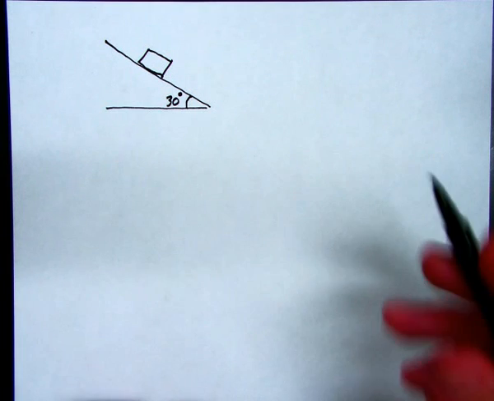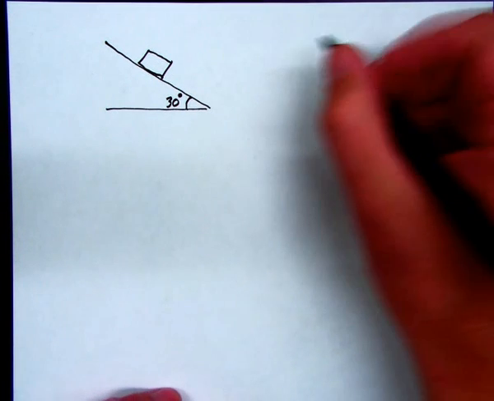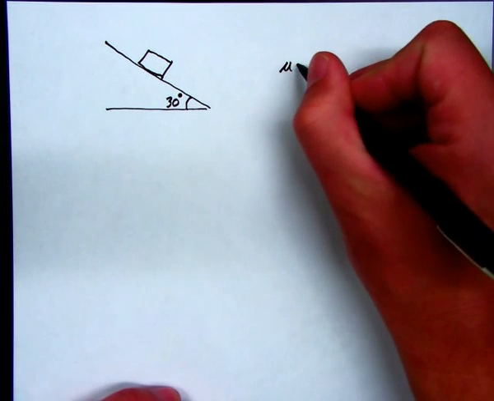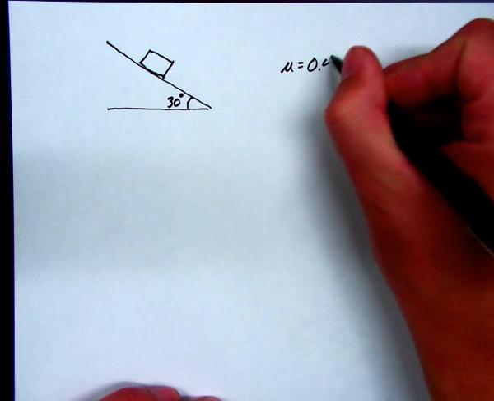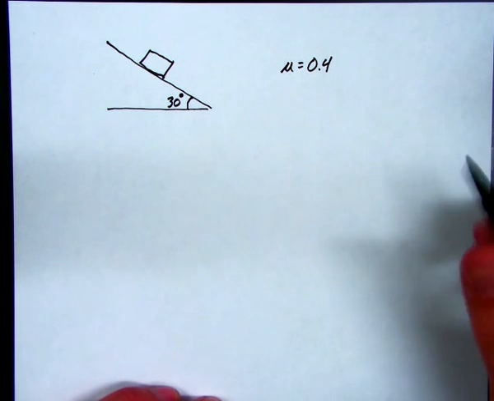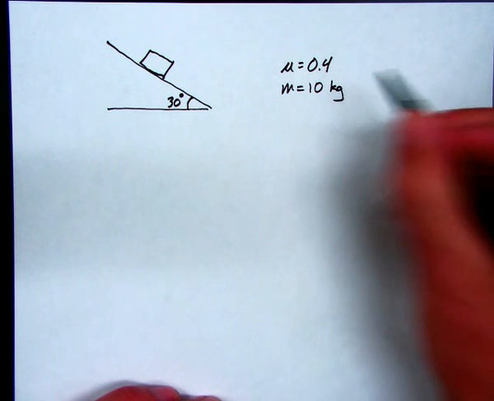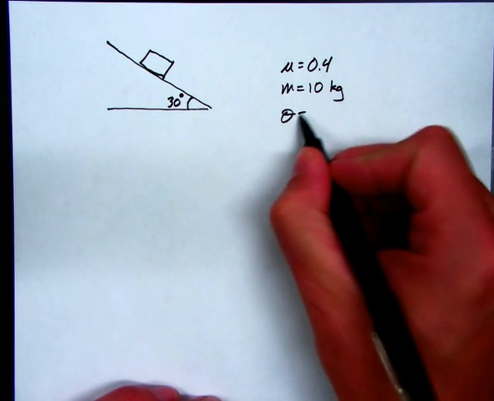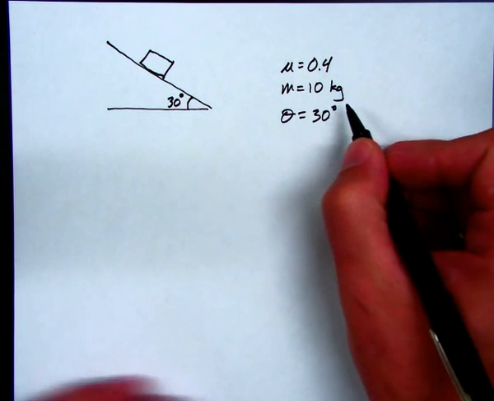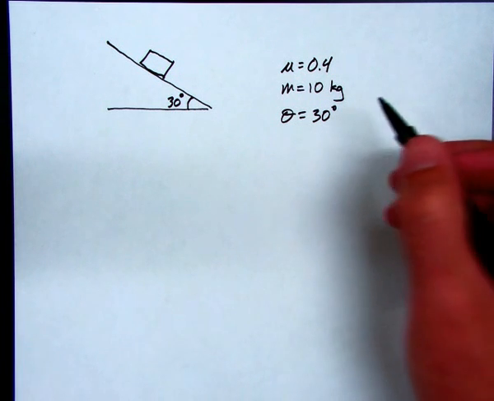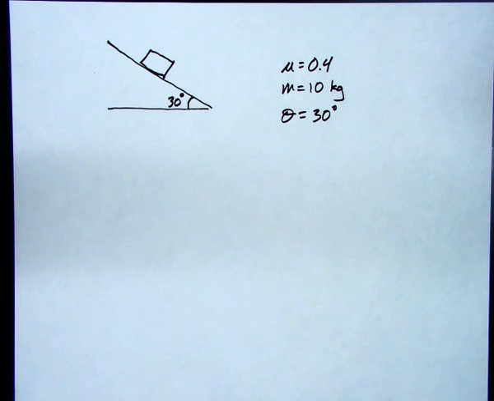And I'll stick with some of the same parameters. If I have a coefficient of friction of 0.4, and if the block still has a mass of 10 kilograms, and if my angle is 30 degrees, now, usually my next step is to draw in my forces. I'll do that.